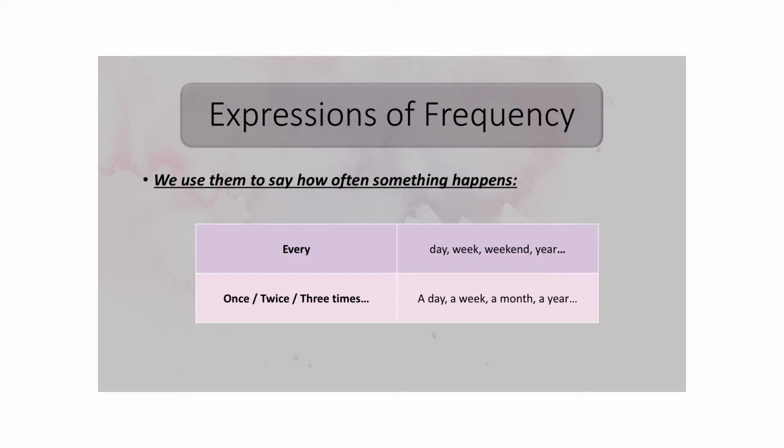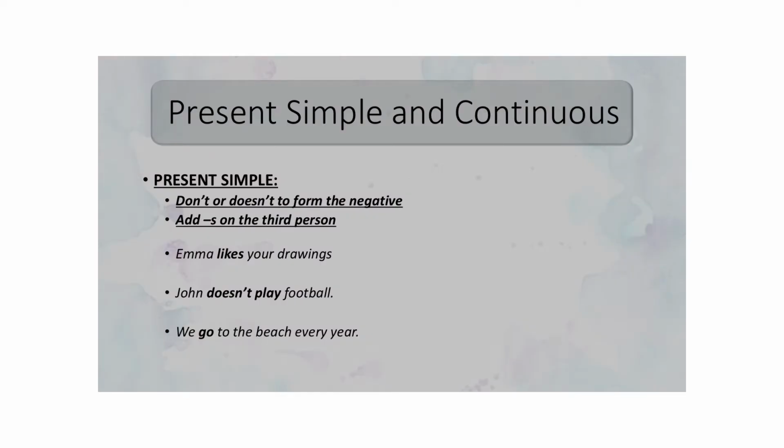And here we had to add the preposition a, okay? So it was once a day, for example, una vez al día. Twice a year, 2 veces al año. The second part of this unit was present simple and continuous. So now, I know that you already know how to do it, but as I said, we're going to review.